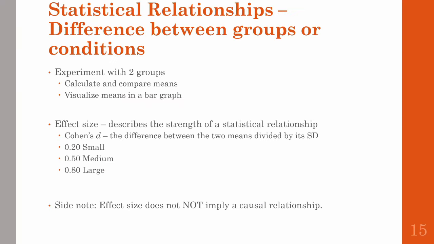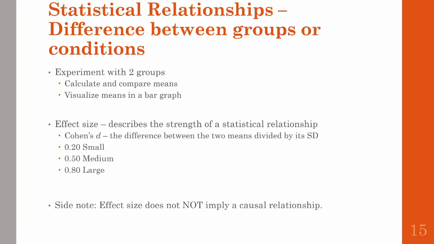We've talked throughout this course about experiments that compare the differences between groups or conditions. Well, we could do a couple of things for that. We would first calculate the means for each group and compare them, and we would also want to visualize the data by plotting the means in a graph like a bar graph. By now you should be pretty familiar with the bar graph and what its components are.